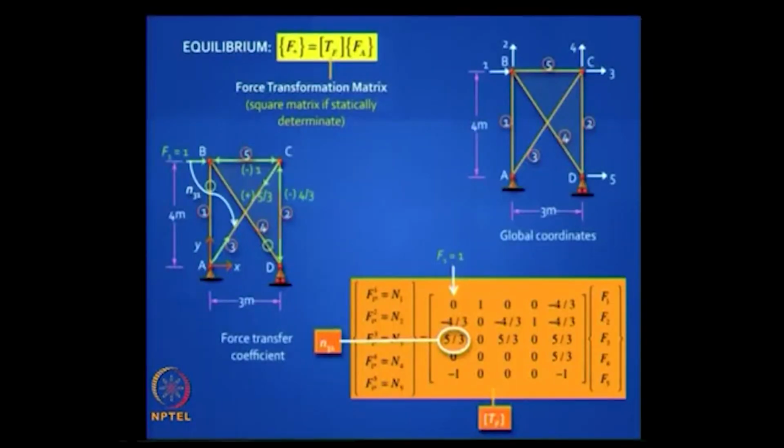You apply a load F1 equal to 1 on the structure, can you see what I have done? You apply F1 equal to 1, immediately you got to transfer N31 to bar number 3, in this case 5 by 3. But do not take that analogy too far, because you are actually transferring more money than that came in, okay, right. So this is the meaning of force transfer coefficient, right.